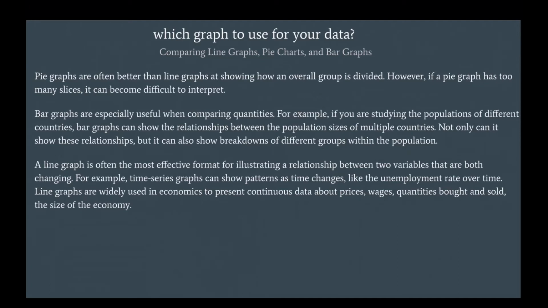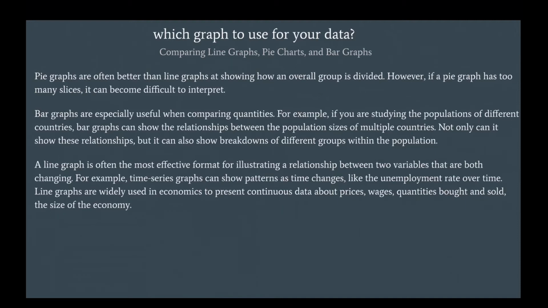Let's see which graph to use for what data. Pie graphs are often better than line graphs at showing how an overall group is divided. However, if a pie graph has too many slices, it can become difficult to interpret. Bar graphs are especially useful when comparing quantities.